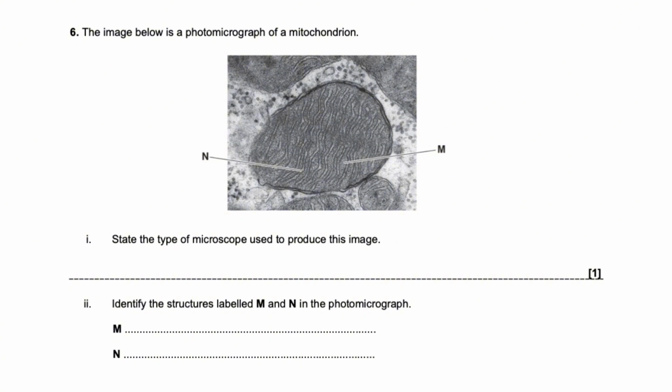Well, the image is black and white, so we can rule out the fact that it could be a light microscope because they produce coloured images. Secondly, the image is in 2D, so we can rule out the fact that it could be a scanning electron microscope. So what we have here is a 2D black and white image.